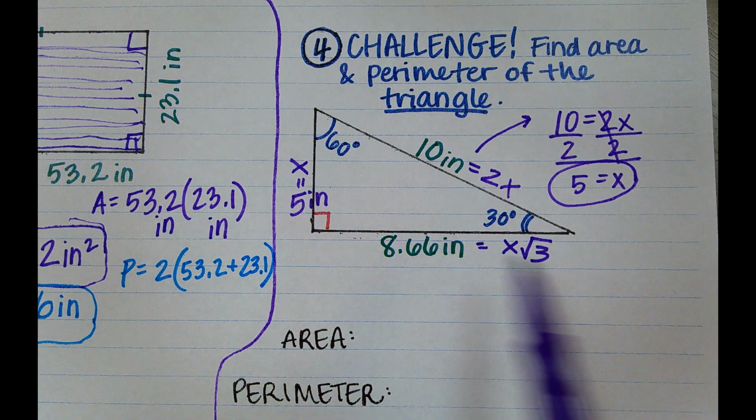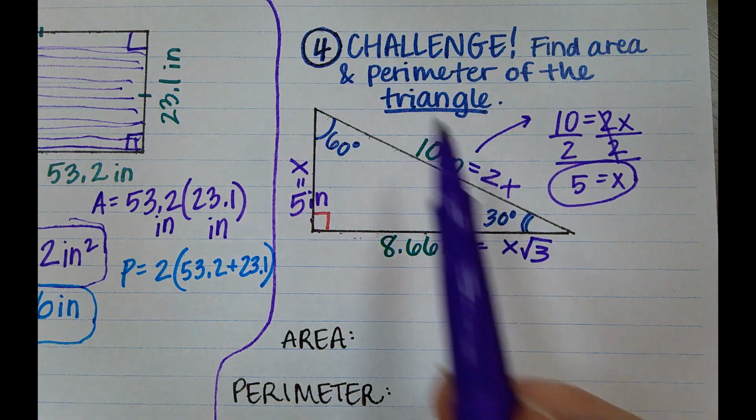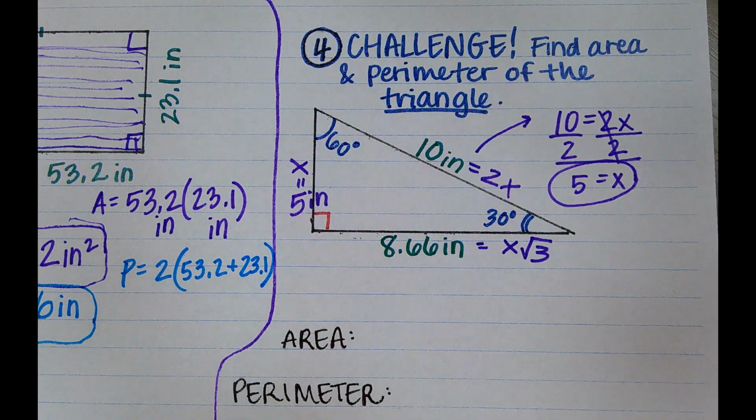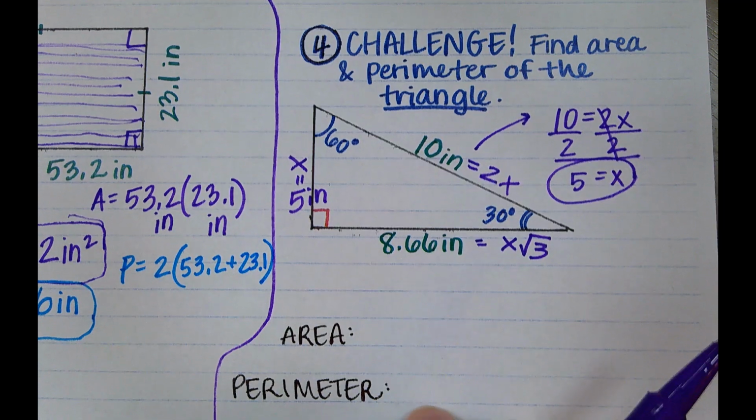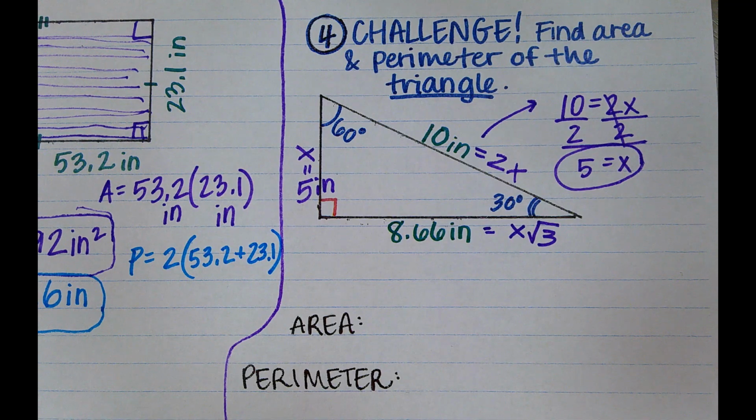We have a base of 8.66. Question: the other one, that one wasn't the 60, 30, 90. It was the other one where it was the radical 2 instead, right? What was that one called? 45. Yeah, 45. I knew it had the radical 2 in it.